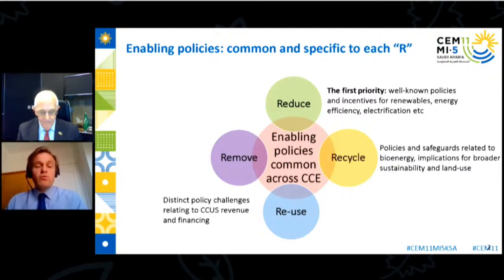And thirdly, on the remove and reuse side, we identify a bunch of policies relating specifically to carbon capture, utilization and storage. And we chose to focus specifically on issues around financing and the challenge of financing CCUS. These are quite well aligned with the CEM CCUS financing principles, which we talked about yesterday, so I won't go into detail of those today either.